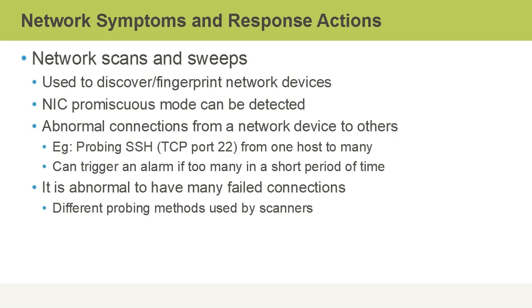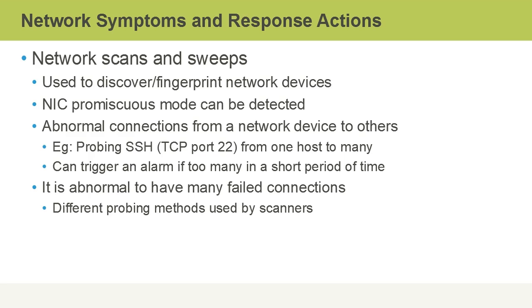Now, what should we be doing, at least on an ongoing periodic basis, to see if we have issues on the network, besides running intrusion detection and prevention systems and periodically capturing network traffic? Well, you might also run network scans and sweeps to discover and fingerprint network devices. For example, to discover if new devices are on the network that weren't there before, that shouldn't be.